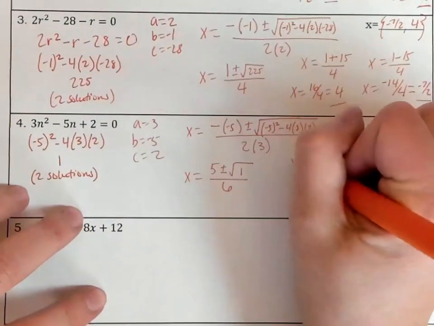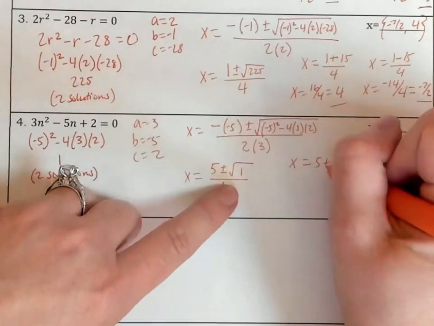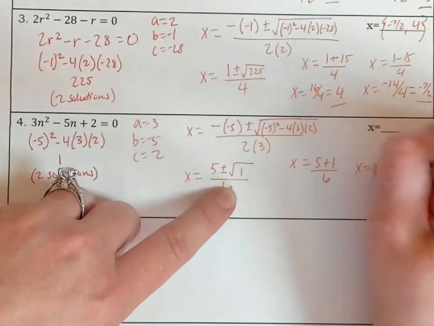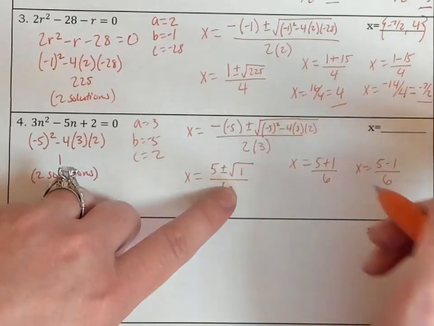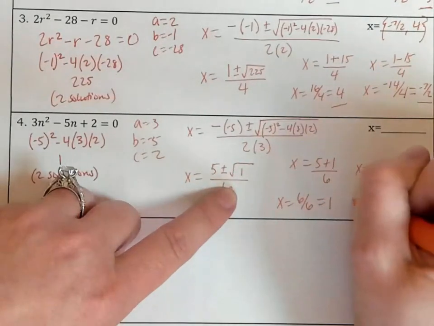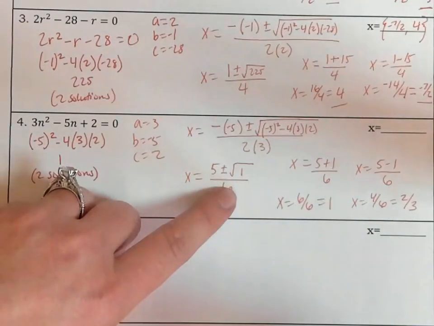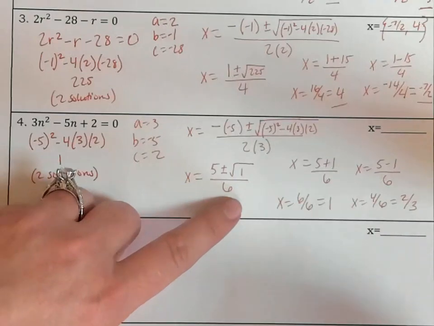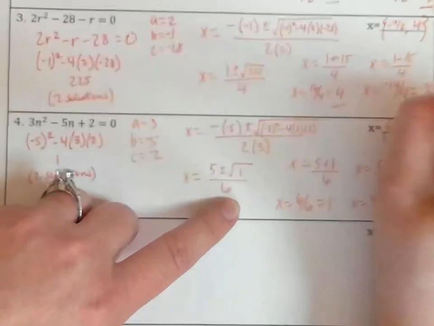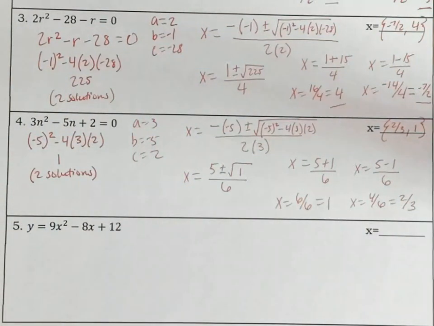So I'm going to go ahead and split it. I know that the square root of 1 is 1, so I have 5 plus 1 divided by 6, and I have 5 minus 1 divided by 6. So here I end up with 6 divided by 6, which is 1, and 4 divided by 6, which just reduces down to 2/3. I can't simplify it any further. So my final answer on this one is going to be 2/3 and 1. Those are the two places that it is going to cross on the x-axis.